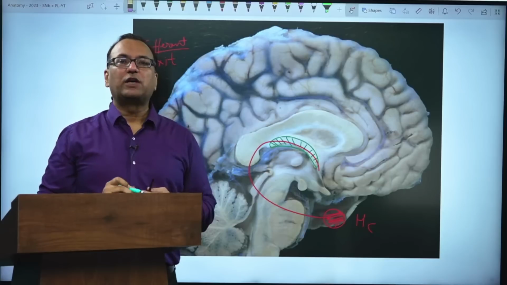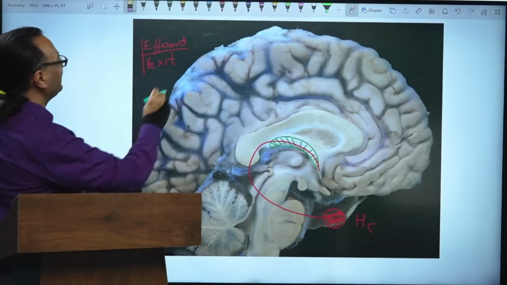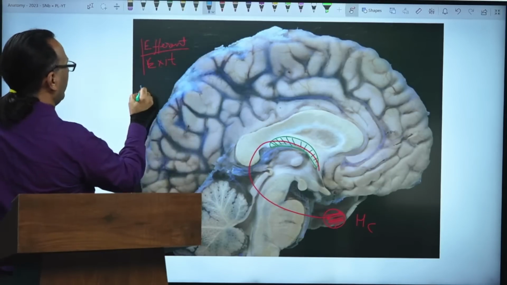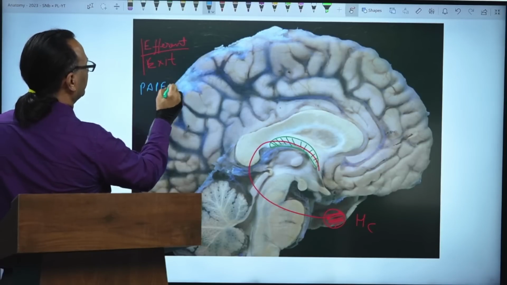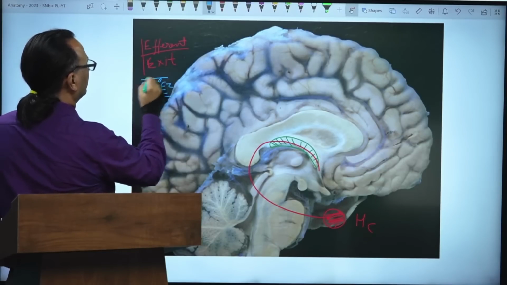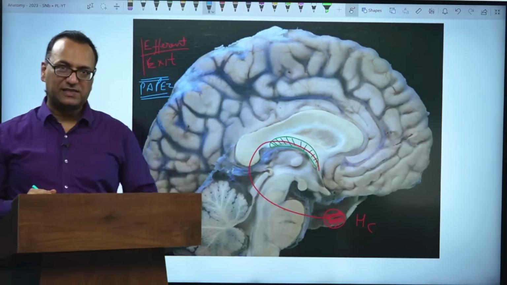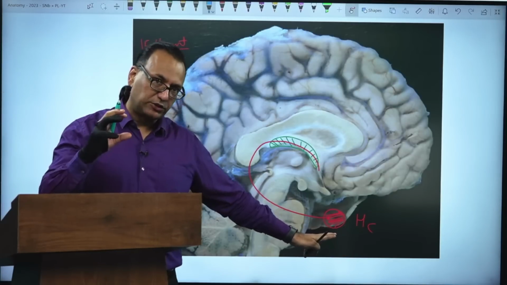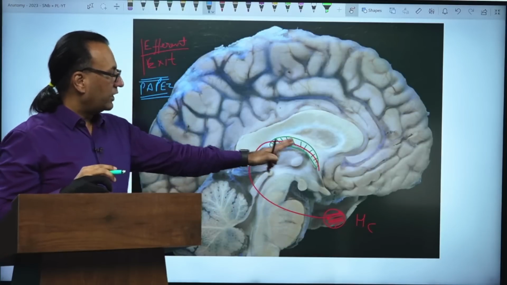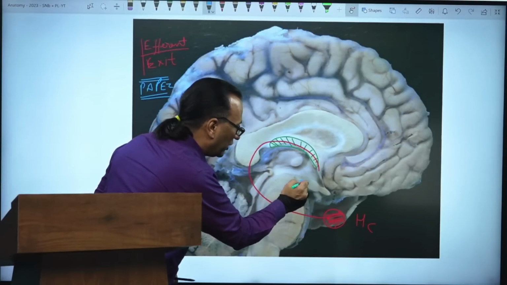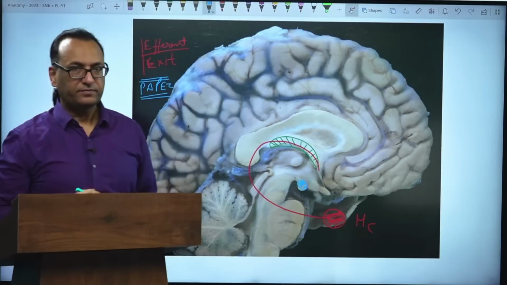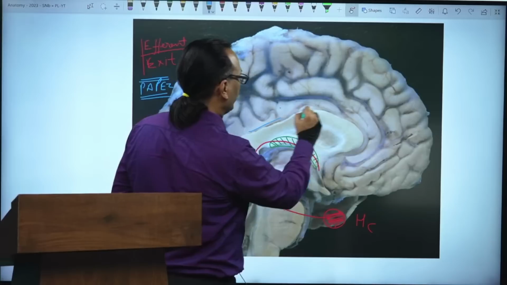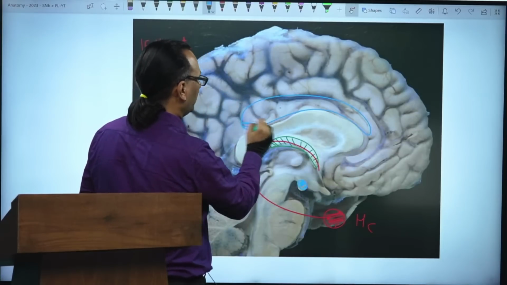We are talking about a circuit which is called Papez circuit. And a lot of questions are coming on Papez circuit. In Papez circuit, you will have these connections. You will have to talk about hippocampus, you will have to talk about fornix, you will have to talk about the mammillary body, and you will have to talk about a structure above the corpus callosum.